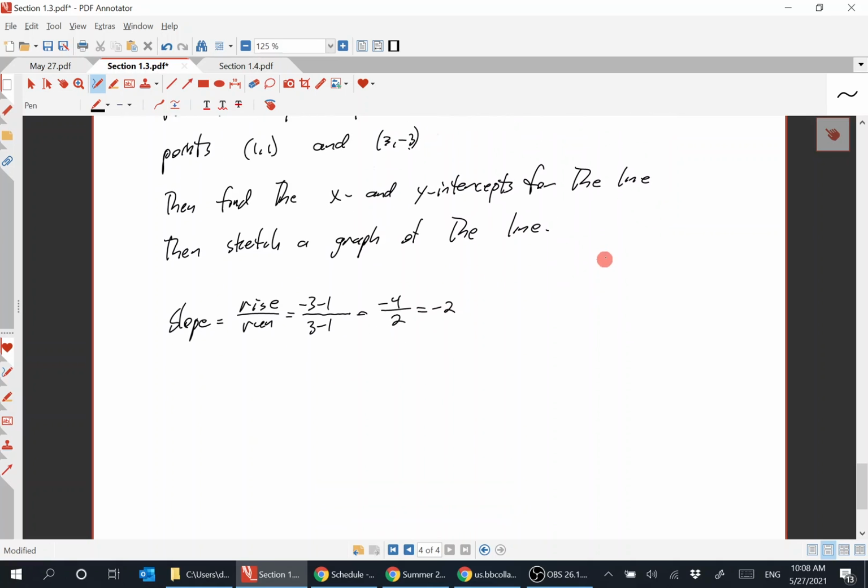All right, so now that we have the slope, and we have a point on the line, we can find the point-slope form of the line.